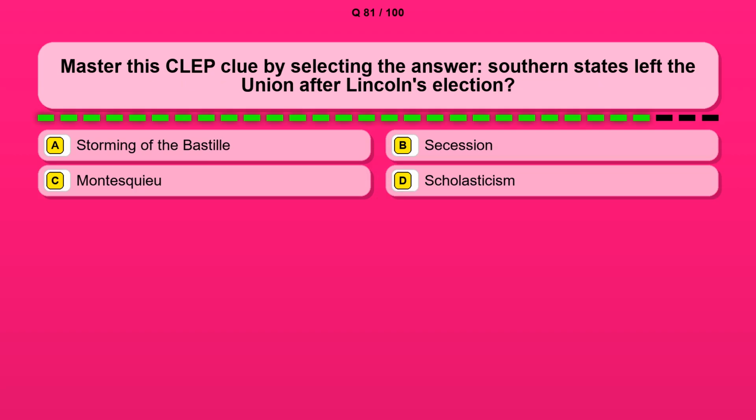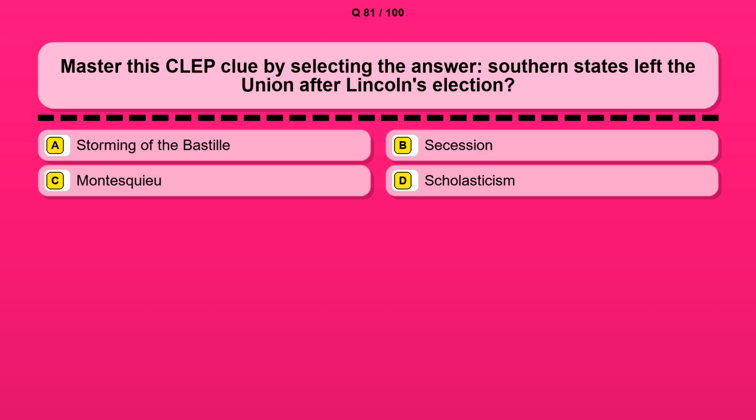Question 81. Master this CLEP clue by selecting the answers. Southern states left the Union after Lincoln's election. Option A, storming of the Bastille. Option B, secession. Option C, Montesquieu. Option D, scholasticism.